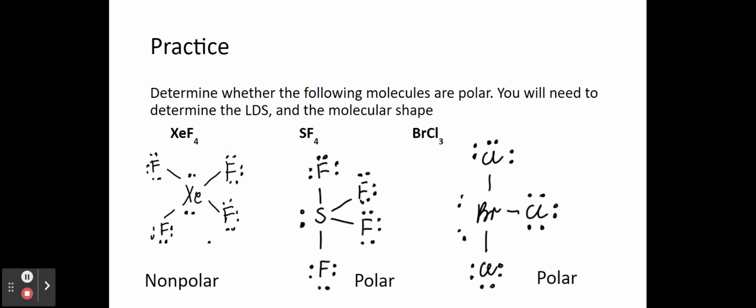And again, there are supplemental videos that you can watch. There are online simulations that you can look at and play around with to help you with all of this information.